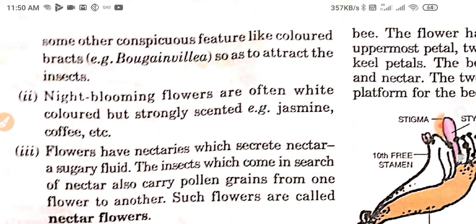Next, night blooming flowers. The first one was for day blooming, which means it blooms in the daytime. Night blooming flowers are often white colored but strongly scented, like jasmine, coffee, etc. The reason for their scent is that it is dark at night, so the insects come to do pollination with the help of their scent.